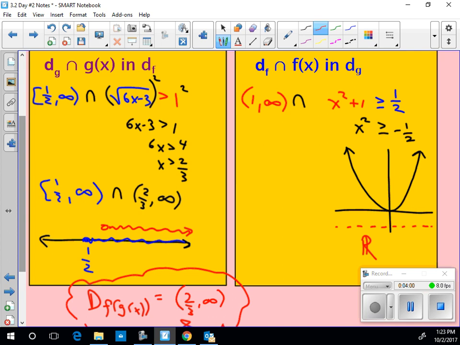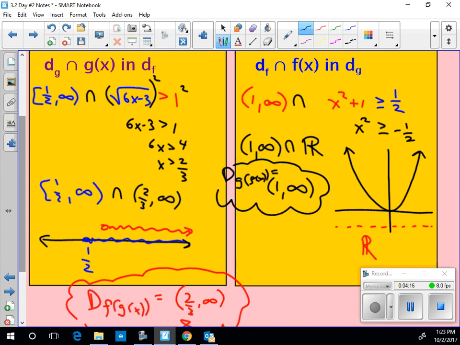Therefore, when I overlap these two, if I overlap 1 to infinity and all real numbers, the least restrictive of them takes over. So the domain of g of f of x equals 1 to infinity.